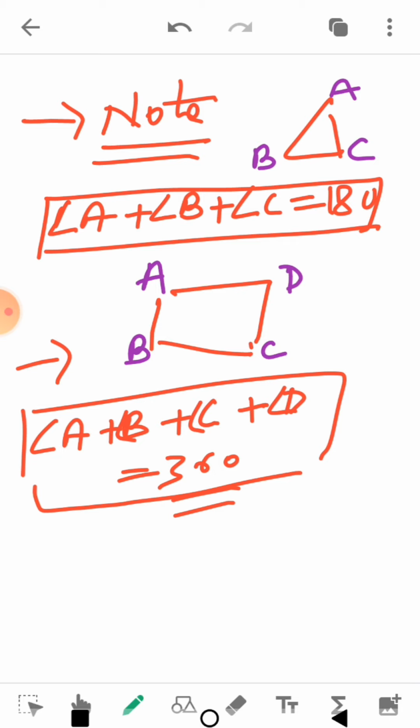Okay, that is okay. Now in the next video we shall study the next topic of this chapter, that is quadrilateral. Okay, so I think you all understand this topic.